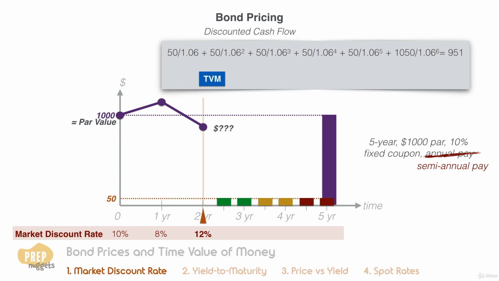By now, you should be convinced that the TVM calculator is the fastest way to calculate. Punch in the figures, noting that the number of periods is 6 half years, interest per period is 6%, and the payment per period is $50. You should get the same figure of $951.